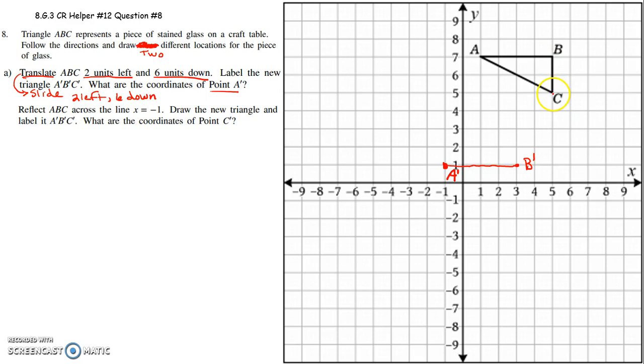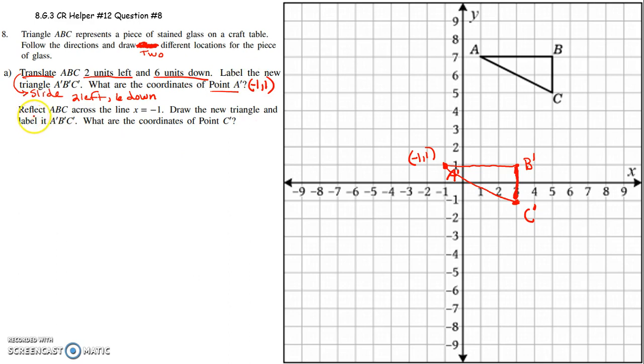So let's see, if I take C and I go 2 left, and 6 down, 1, 2, 3, 4, 5, 6 down. Right there is C prime. If I connect those up, you are going to notice from B to C was 2 units long. Well, B prime to C prime is also still 2 units long. I'm just going to draw in the hypotenuse of that triangle. And they asked for the coordinates of point A prime. A prime is -1, 1. Starting at the origin, you go 1 left and 1 up. So that is -1, 1.